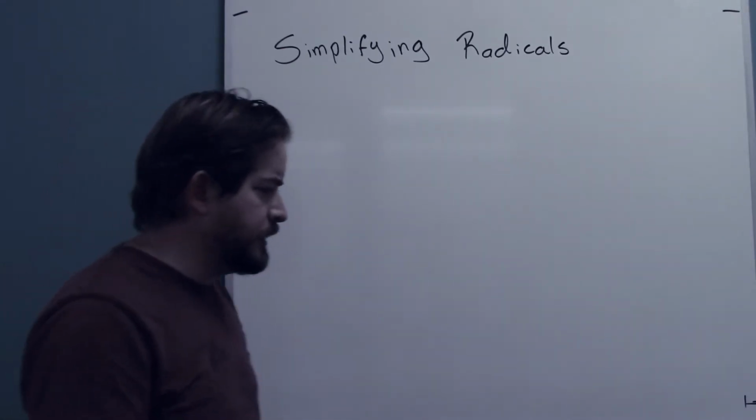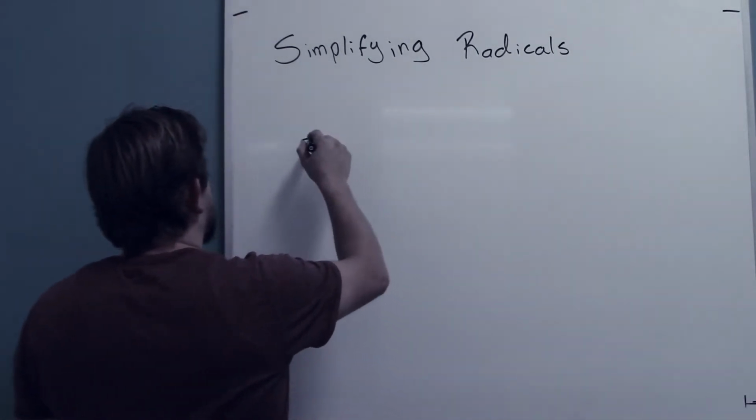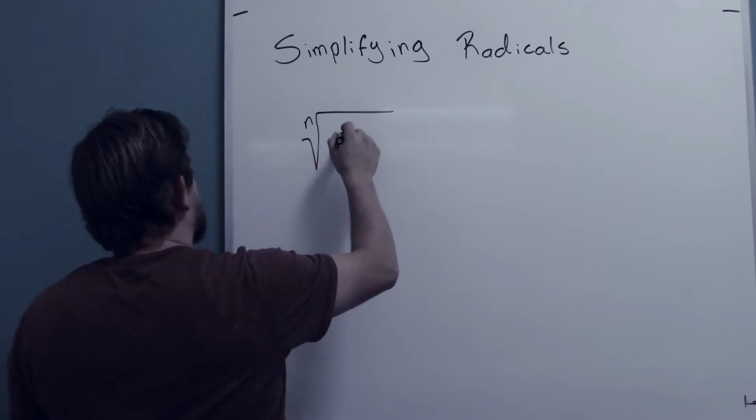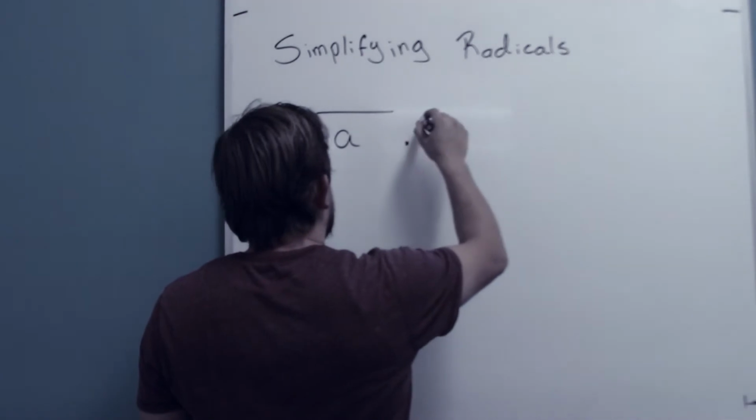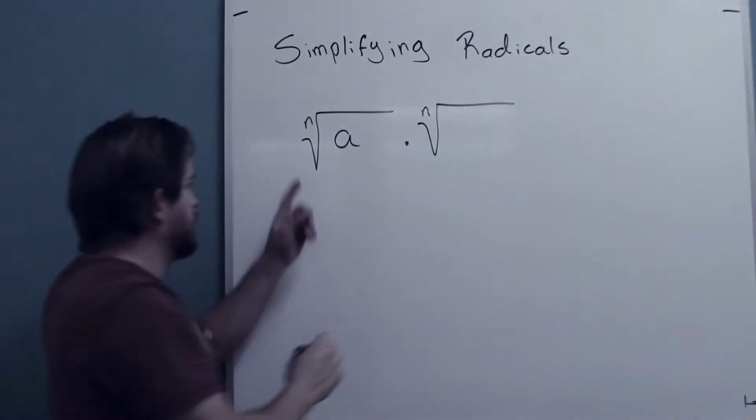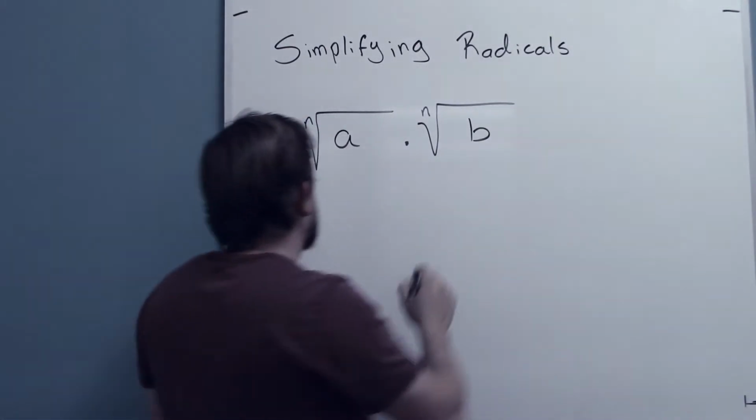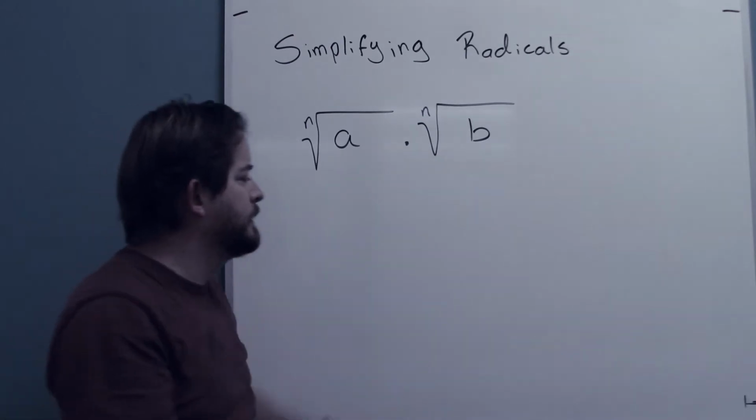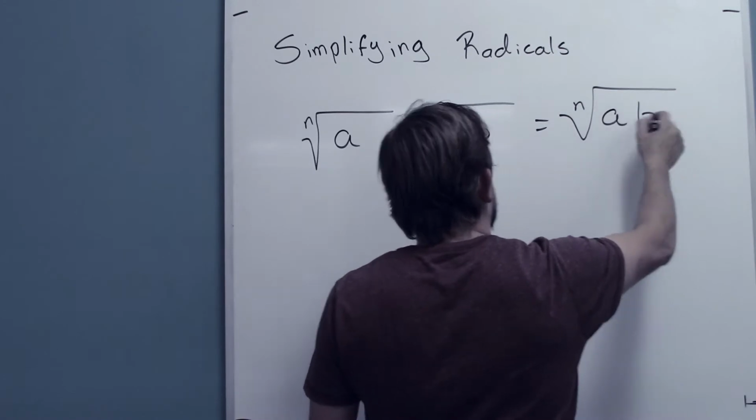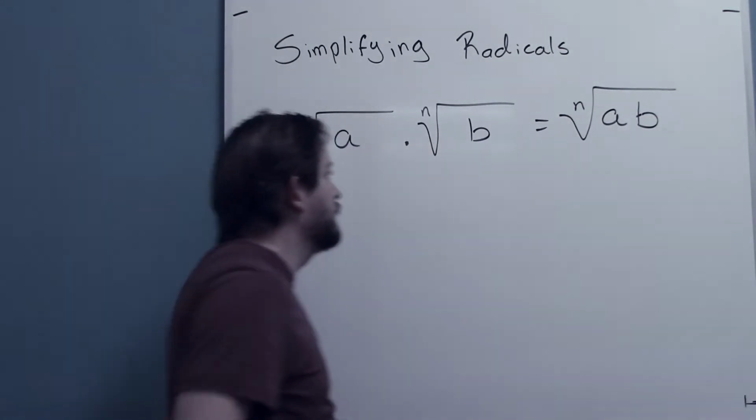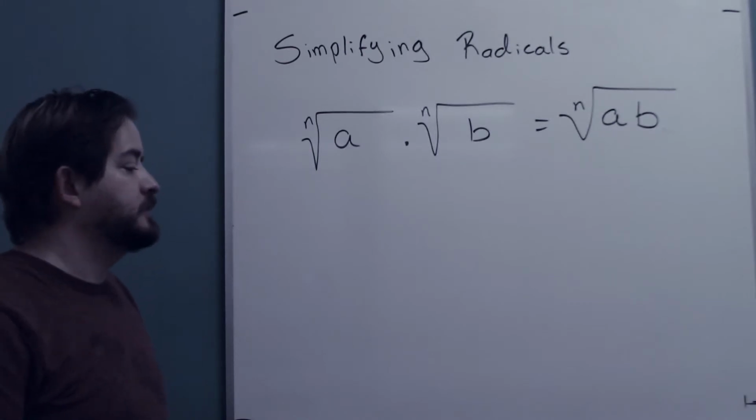So we're going to start with a kind of overall concept here. If I have a radical with whatever index of one number, and I multiply that by a radical with that same index, whatever index is here has to be here for this to work. But the nth root of a multiplied by the nth root of b can be considered to be the nth root of a times b. So this is our fundamental property for this section here.